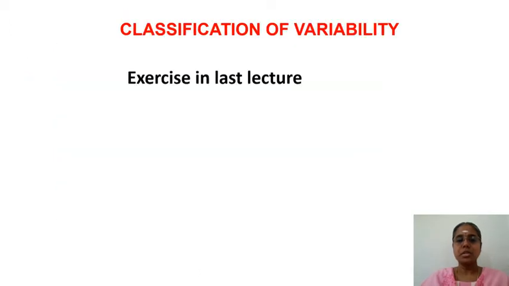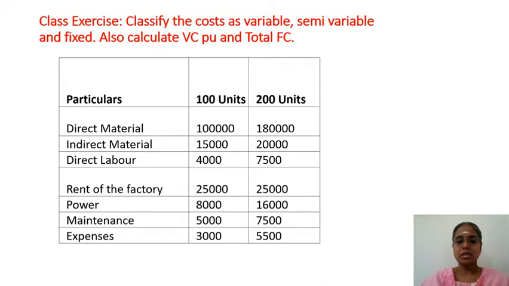So this column was not right, so I thought I would give you the answer clearly once again, so that earlier slide was shown. Next, this was the exercise which I gave you. Hope you remember the direct material, the indirect material, direct labor, rent for factory, power, maintenance and expenses. So the costs were given for 100 units and 200 units. Hope you had calculated. We'll see whether your calculations are right.